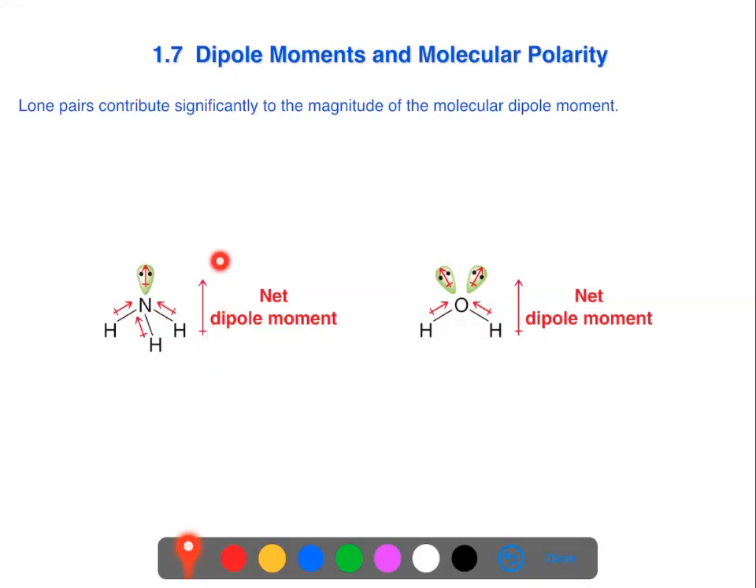So we have a dipole moment that is pretty much in the direction of that lone pair, and for water, in the direction that is equidistant between those two individual moments associated with those lone pairs. Again, ammonia and water would be considered polar molecules due to their net dipole moments.